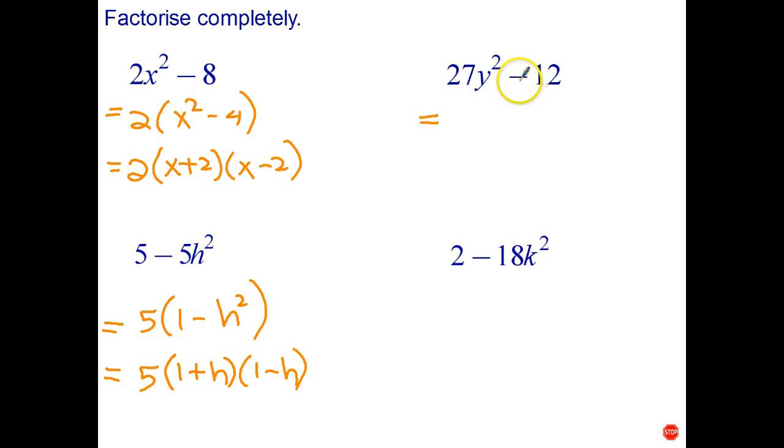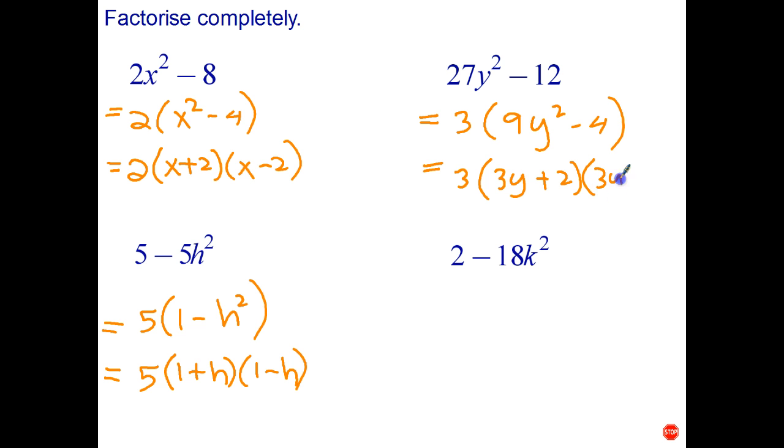So 27y squared minus 12, we always look for a common factor first. Well, the common factor here is 3. That leaves behind 9y squared take 4. Now, if you look at the expression in the brackets, that's 3y all squared. That's 2 squared. So we do have a difference of squares, and that can be factorized to 3y plus 2 and 3y minus 2.